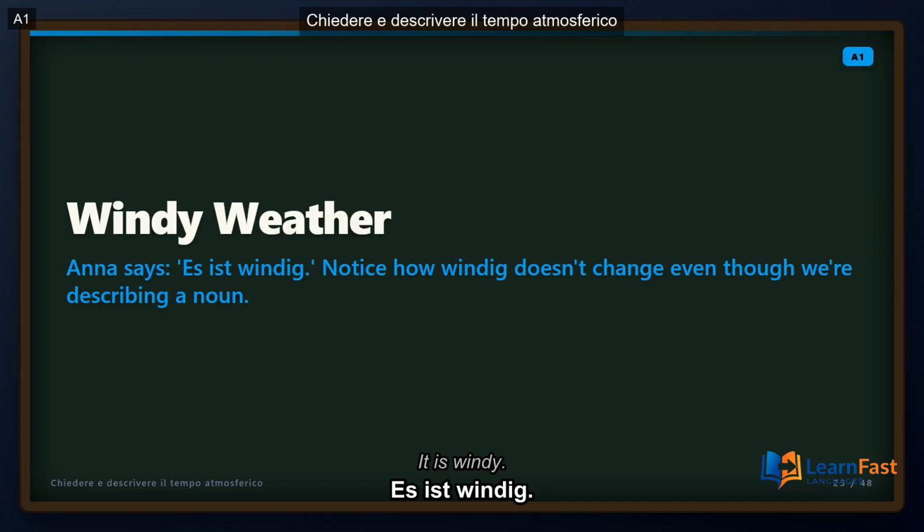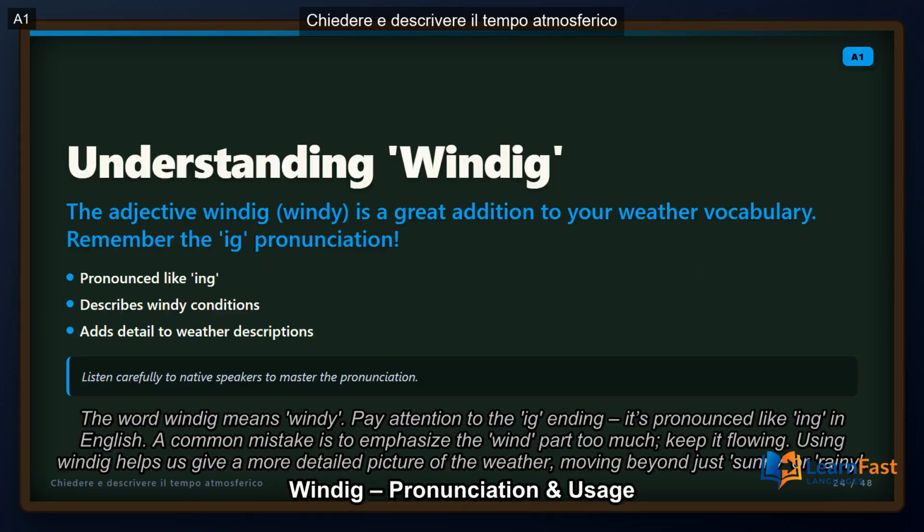Es ist windig. The word windig means windy. Pay attention to the ig ending, it's pronounced like ing in English. A common mistake is to emphasize the win part too much, keep it flowing. Using windig helps us give a more detailed picture of the weather, moving beyond just sunny or rainy.